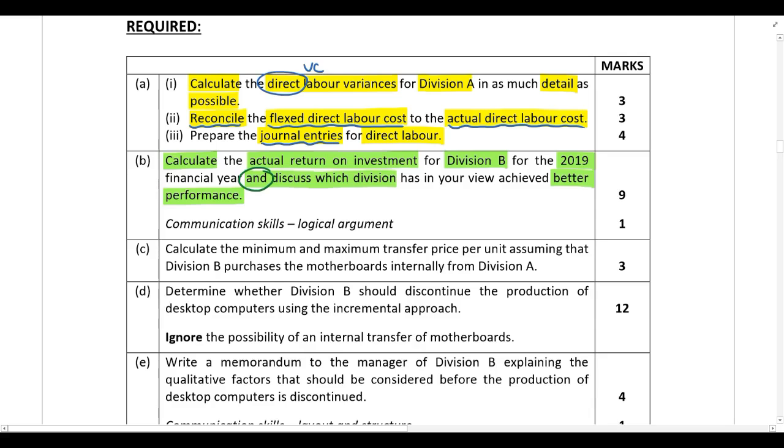Then in part C of the required, you need to calculate the minimum and maximum transfer price per unit, assuming that Division B purchases the motherboards internally from Division A. All right, and this is only for 3 marks.